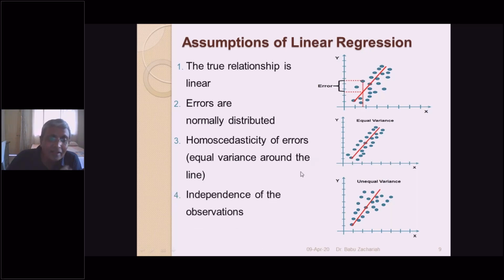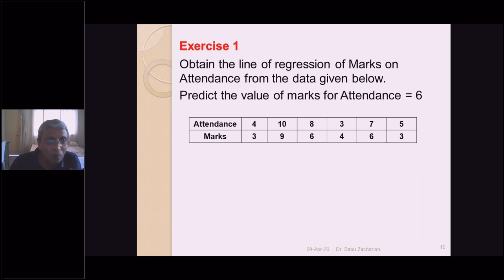And lastly, independence of observation means there shouldn't be a dependency within the observations. Okay, these are the basic assumptions, and these have to be verified before you apply linear regression. Now we will calculate one regression. We will obtain a line of regression. So exercise 1: obtain the line of regression of marks on attendance from the data given below. Predict the value of the marks for attendance equal to 6.